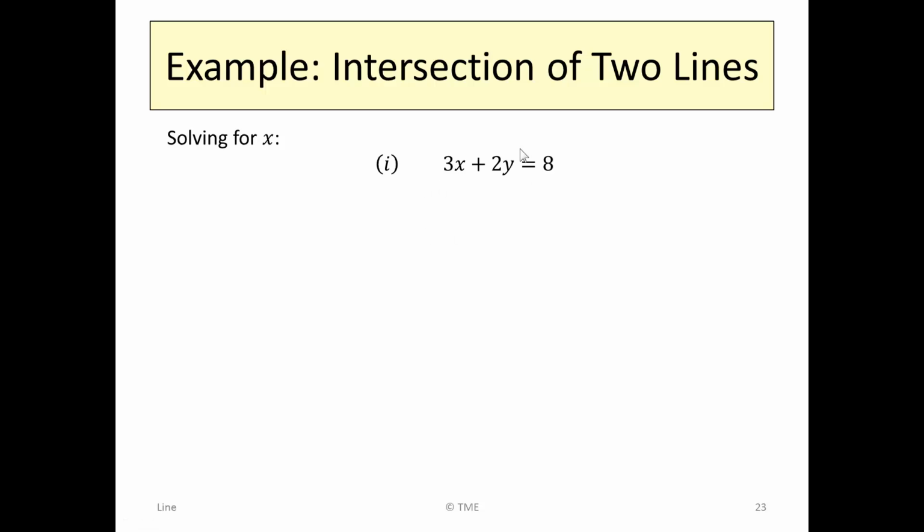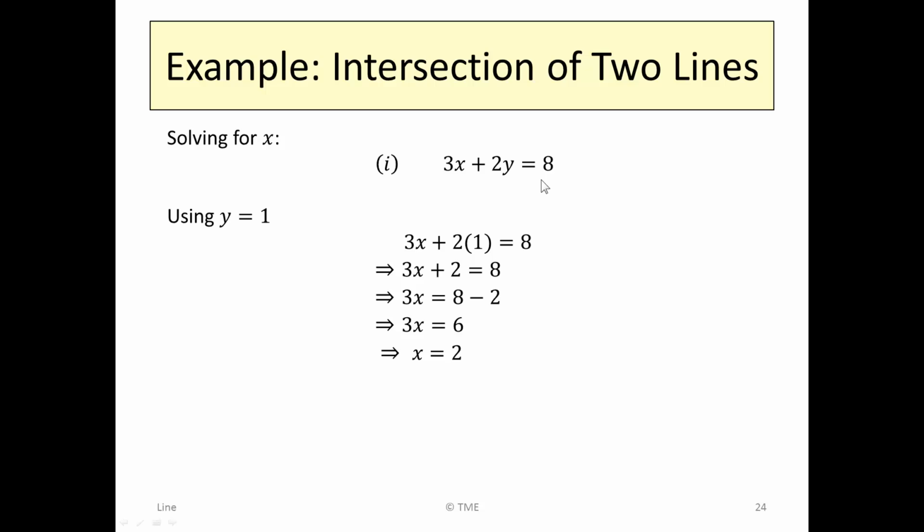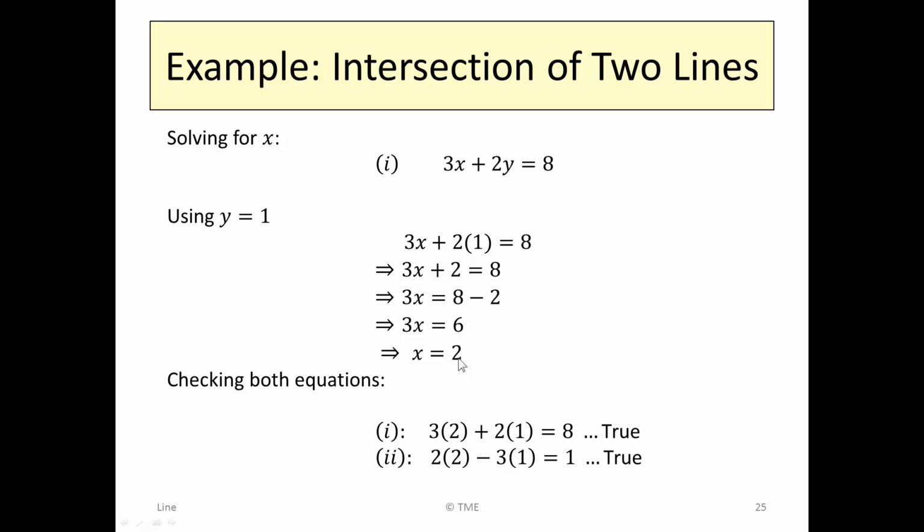Now solving for x, one of the equations was 3x plus 2y is 8. Using the value we received of y equals 1, we get 3x plus 2 times 1 is 8. 3x plus 2 is 8, so 3x is 8 minus 2, which is 6. If 3x is 6, x must be 2. So the point 2, 1 is the point of intersection.